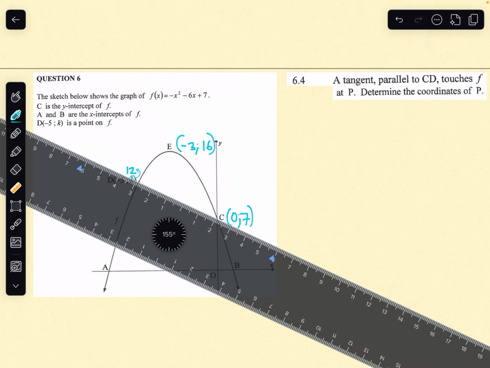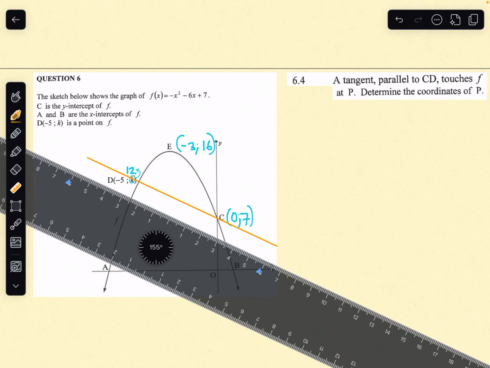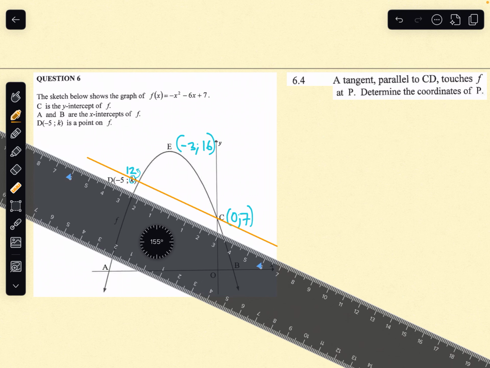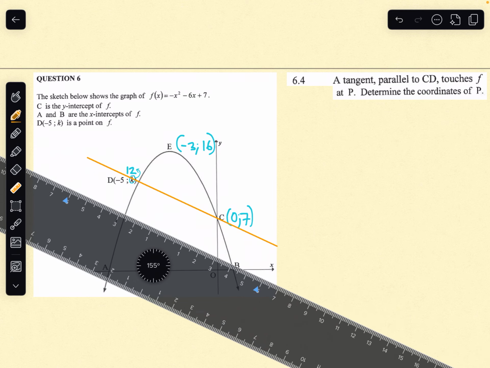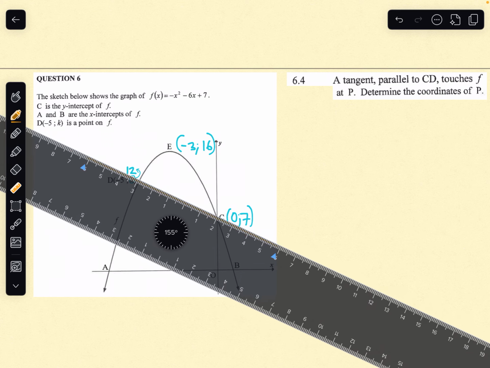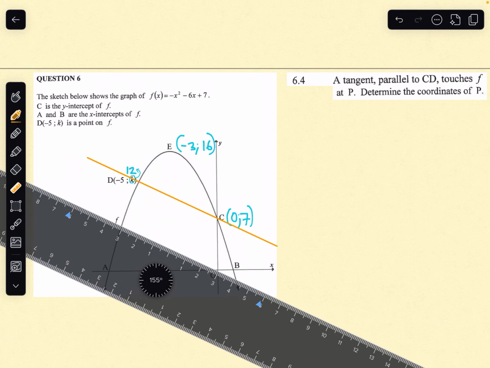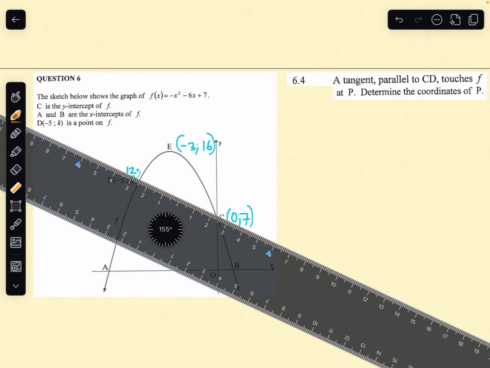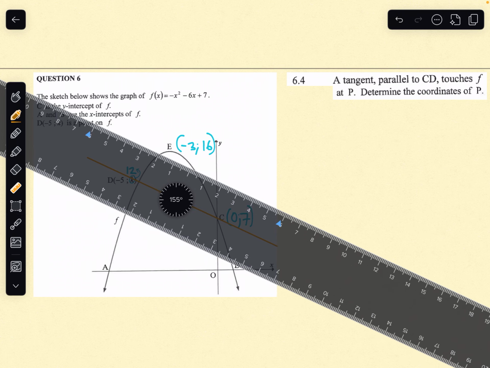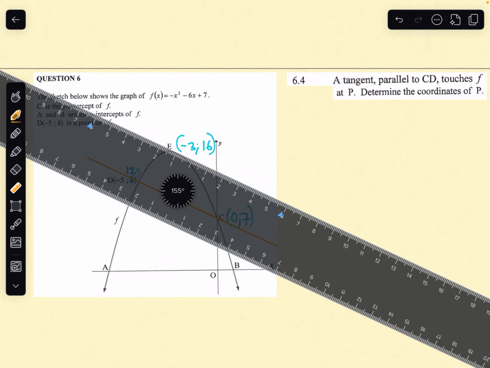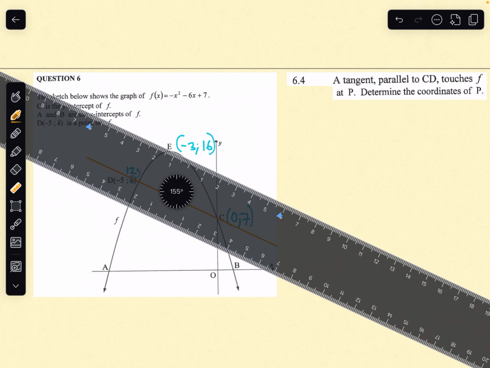Okay, so we'll do it in a different color. So that's our CD, right? Then they say there's a line parallel to CD touching F. Not only a line, a tangent parallel to CD, and it touches the parabola at P. If we just keep going down like this, it's always going to intersect the parabola twice, so we're not going to get a tangent. So we need to go this way, because we can see that the tangent is approaching. There's the tangent. There it is.